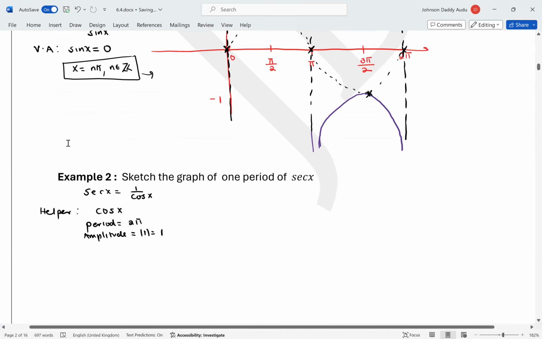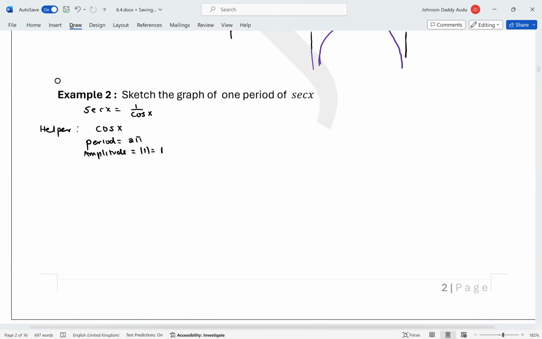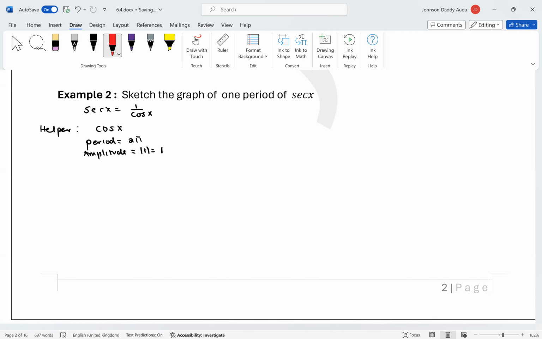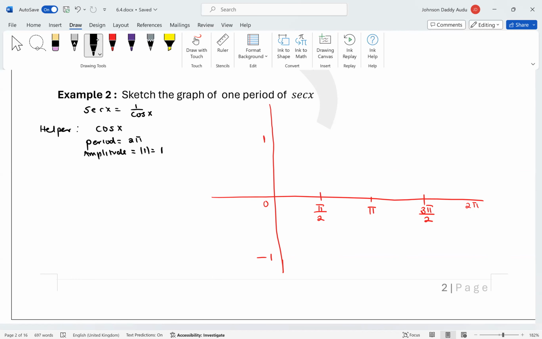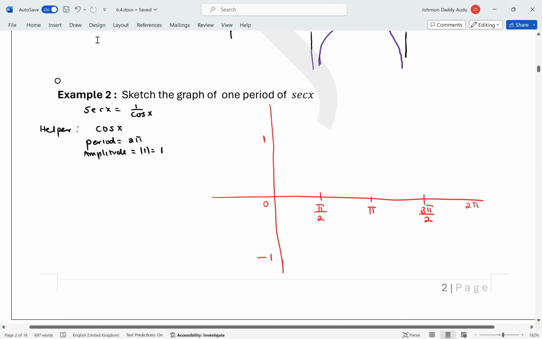All right, so we try to sketch just one period of cosine, which starts from 0 to 2 pi as well. And then we split this into 4 intervals. This will be pi over 2, and this is 3 pi over 2. So the maximum is going to be 1, the minimum is -1. So this is the graph of cosine. At 0, we will start from 1.